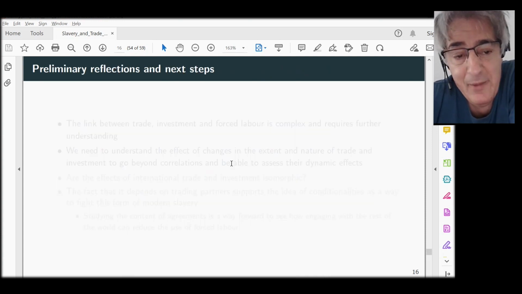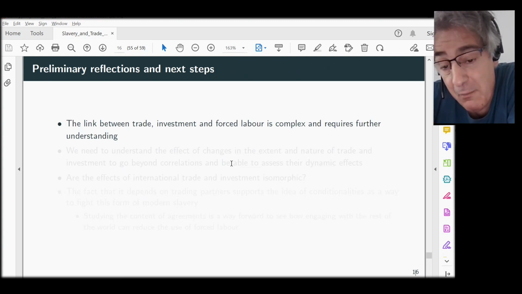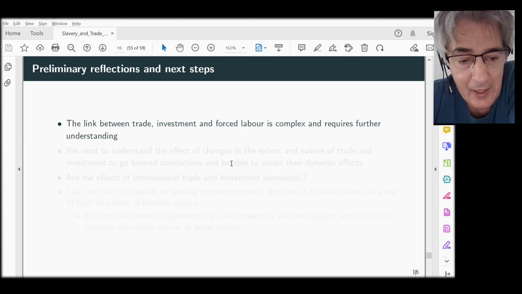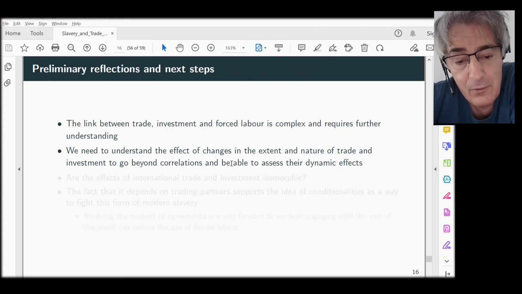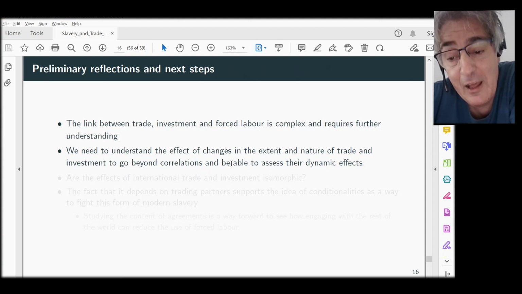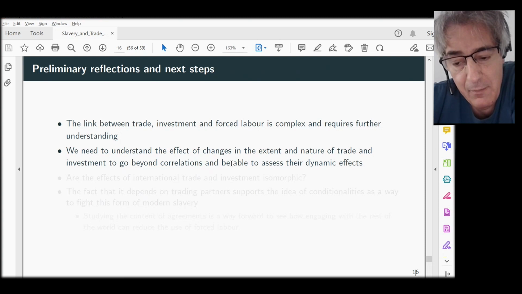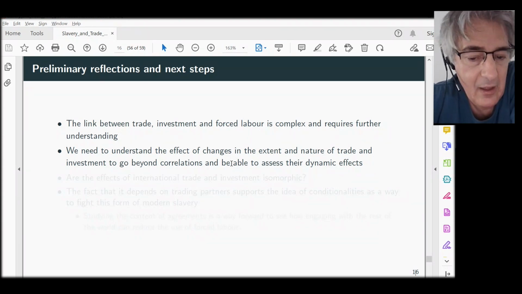So, preliminary reflections and next steps. Okay, so the link between trade, investment, and forced labor is complex and requires more understanding. Okay, so sorry I wasted your time to reach this conclusion. You knew that from the beginning. We need to understand the effect of changes in the extent and nature of trade and investment to go beyond correlations and be able to assess their dynamic effects. Because what matters most is whether, at the current moment, increasing or decreasing the engagement in trade or international investment would have a positive or negative effect, and this is not captured by correlations.